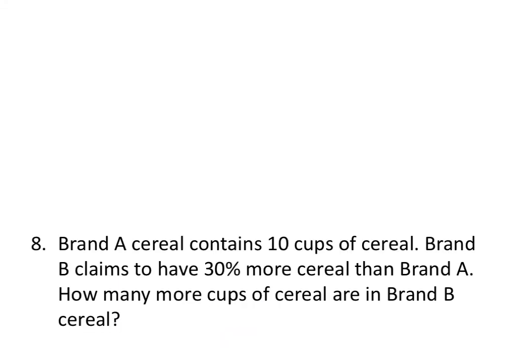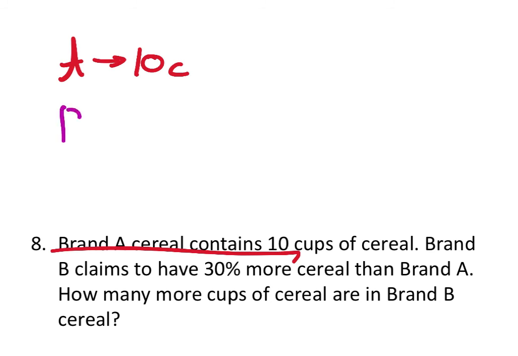Boom. One. Brand A cereal contains 10 cups of cereal, where brand B claims to have 30% more cereal than brand A. How many more cups of cereal are in brand B cereal? Okay, so let's start with brand A. So brand A, boom, 10 cups. So A is going to give us 10 cups of cereal. Yummy, delicious cereal, okay? And then B, we don't know how many cups there is right now. I mean, some of you guys do, obviously, but some of you guys don't, that's fine.